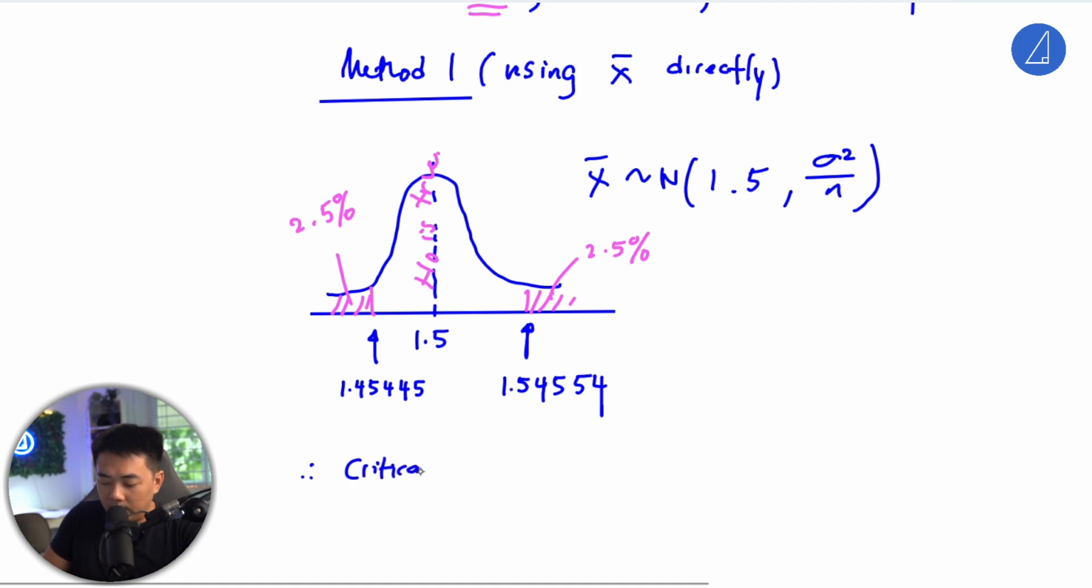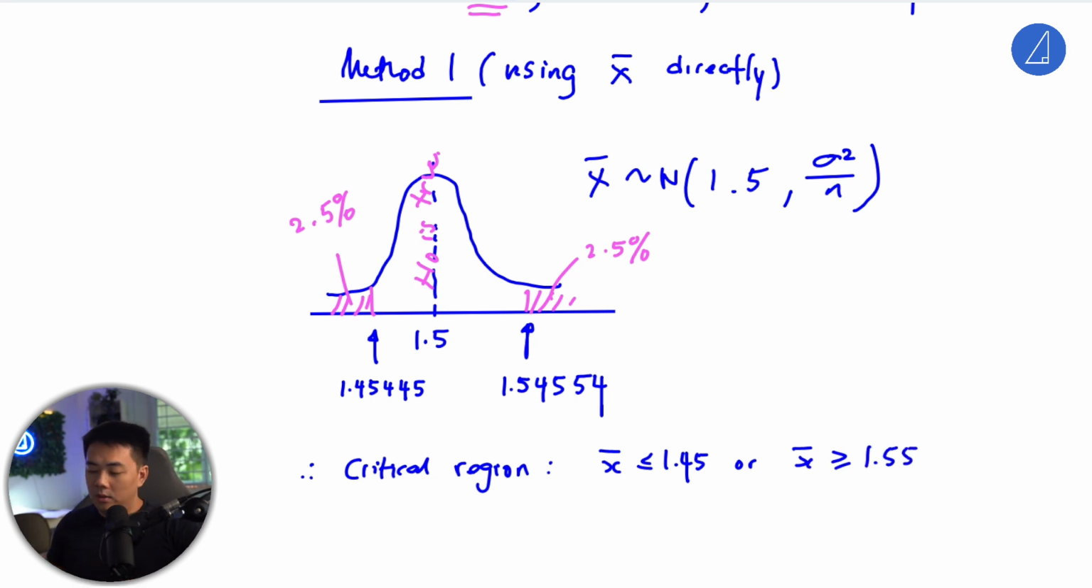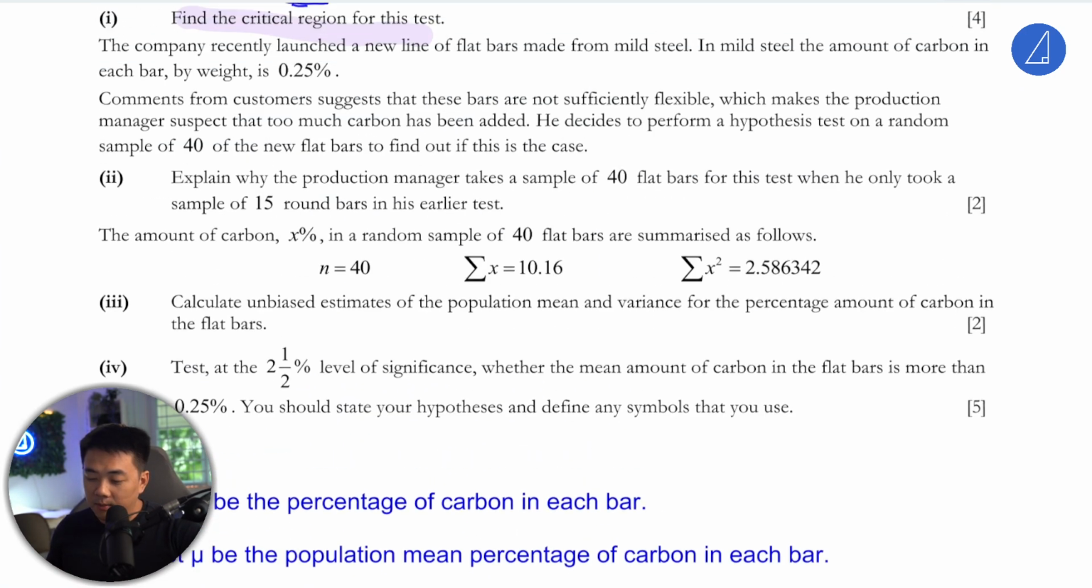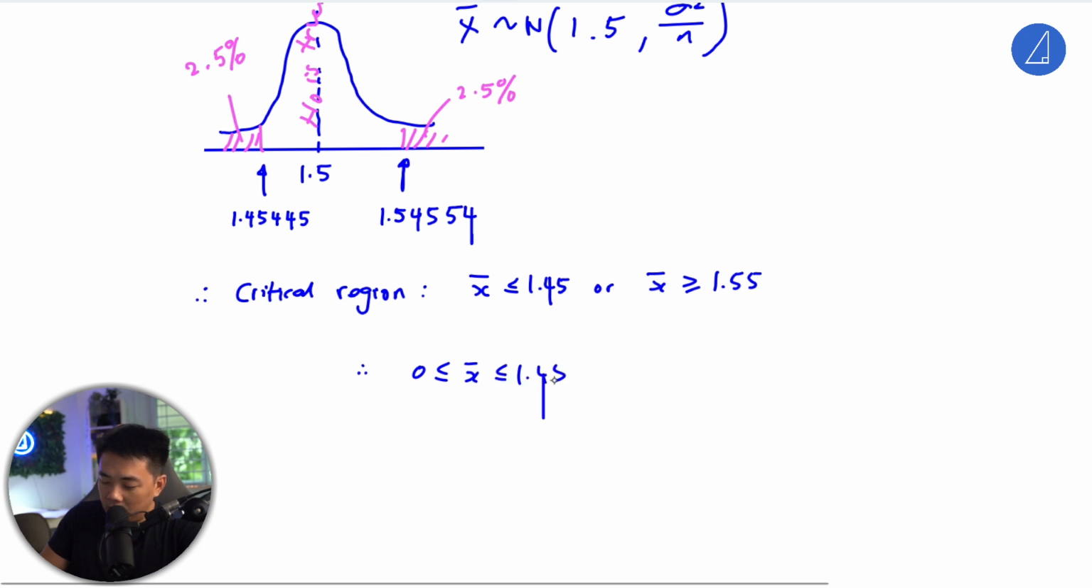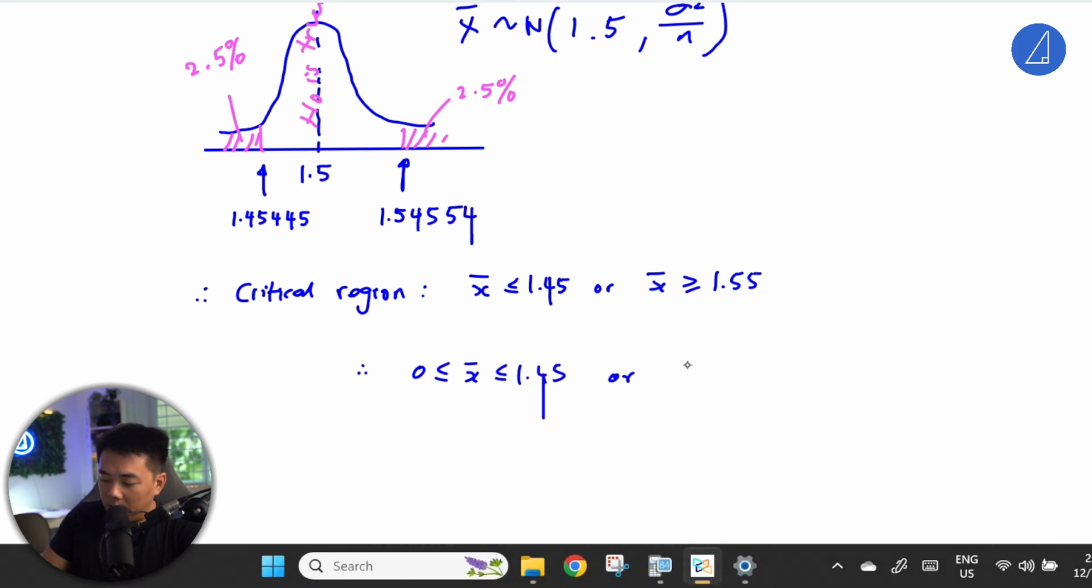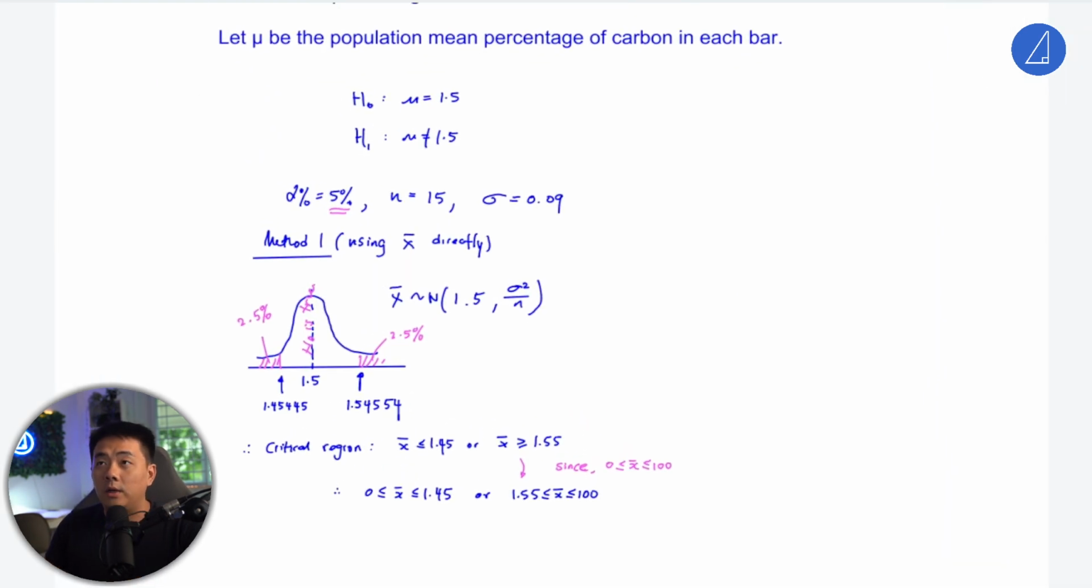Hence, you can just write the critical region: the sample mean has to be less than or equal to 1.45, or X bar is at least 1.55. This is in percentage, so we could just add the percentage. The sample mean cannot be less than 0%, or more than 100%. So that's how you find the critical value using this method.